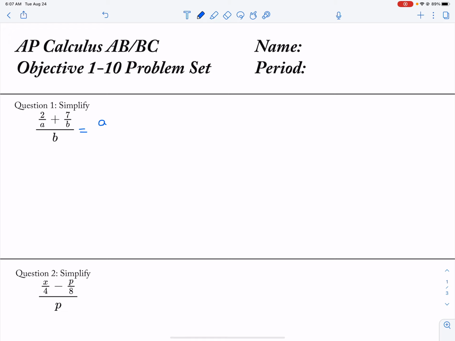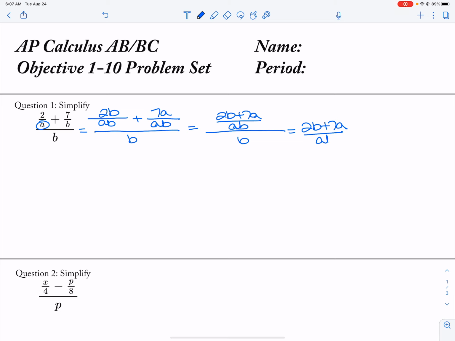So my common denominator in my numerator is AB. My first fraction had an A, it did not have a B, so I have a 2B in the top. My second fraction had a B but not an A, so I get a 7A. And then this is all divided by B. So I have 2B plus 7A over AB divided by B. So I have 2B plus 7A over AB.